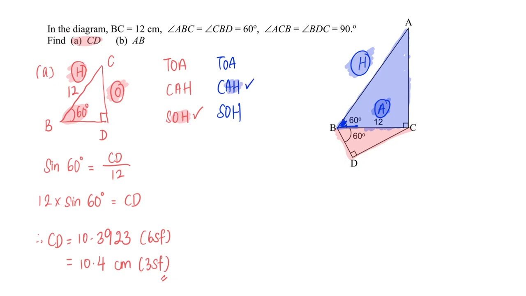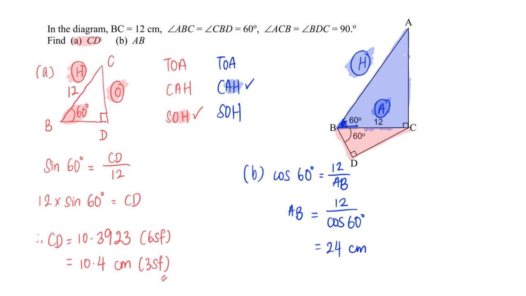Yep, I'm going to tap on my cosine ratio. A is 12, H is my AB. So in this case, I'm going to multiply by AB on both sides and divide by cosine 60 degrees on both sides. And this will be the working that we will see. Okay? And so 12 divided by cosine 60, this will give me a value of 24 cm.